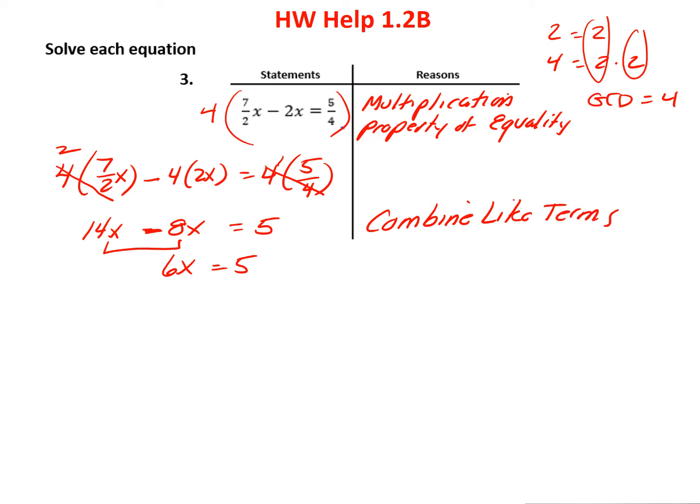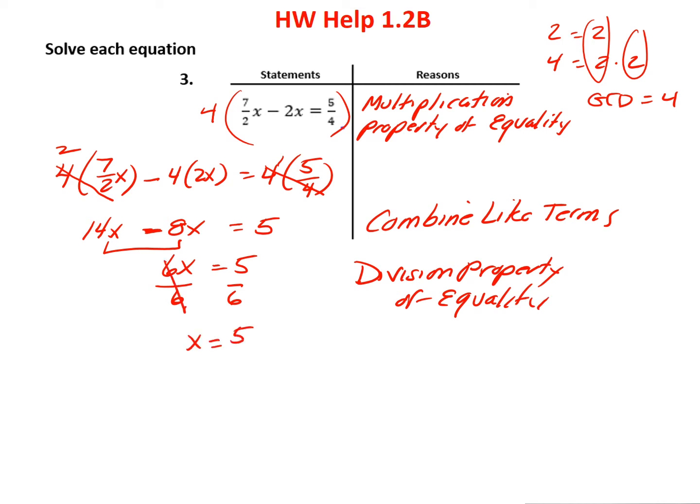And now we undo 6 times x by dividing both sides by 6. That's the division property of equality. Six divided by 6 is 1, so we get x equals 5/6, and that's our answer.